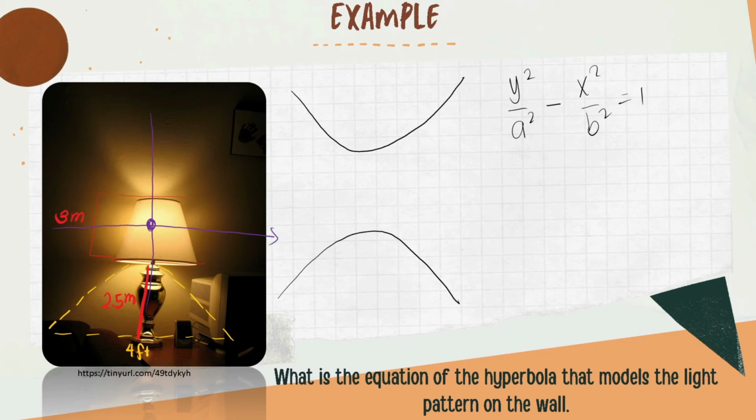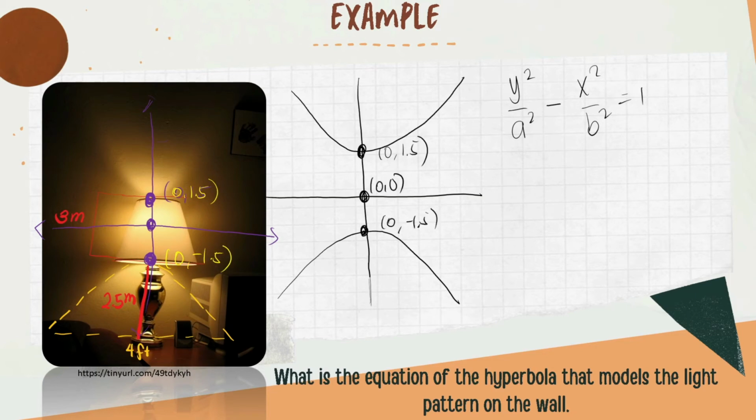So, 3 meters is the length, the 3 meters is the top cup, like the cup of the lampshade. If it is 3 meters, then half of that, half of 3 meters is 1.5. So, the vertices are located at 0 and 1.5, and 0 and negative 1.5.